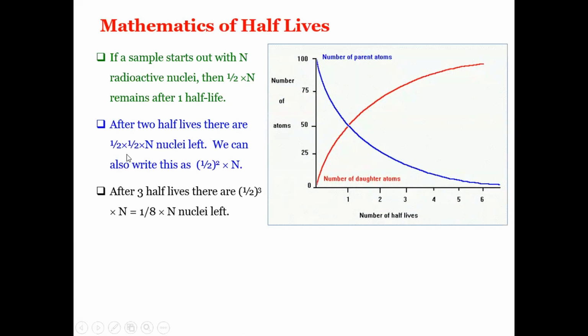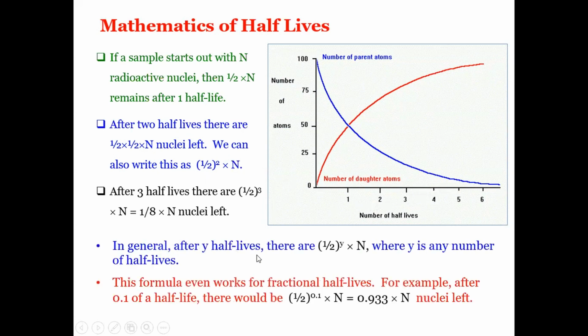So after two half-lives, half of the half will remain, which is (1/2)^2. After three half-lives, it will be half of the half of the half, which means (1/2)^3, or 1/8 of the nuclei will remain. So after five half-lives, we can safely say that the original parent nuclei will be very few.